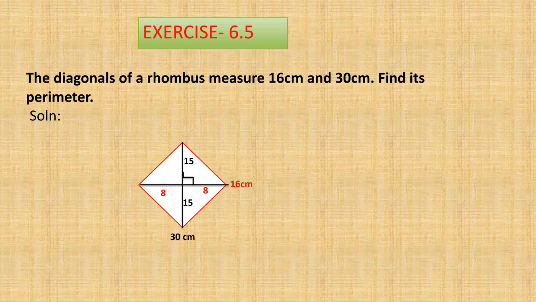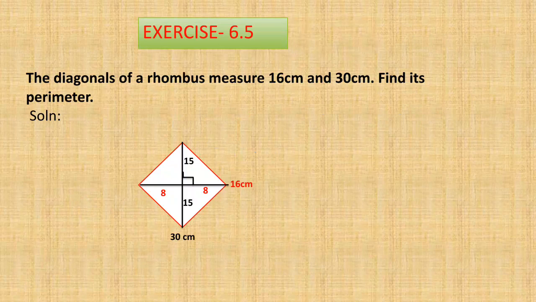First one, 16 cm, the whole diagonal. The full diagonal is 16 cm, but the vertical line is dividing the horizontal line at the middle, where they intersect. So, we are splitting the measurement equally. 16 becomes 8, 8. 8 is the left side, another 8 is the right side.